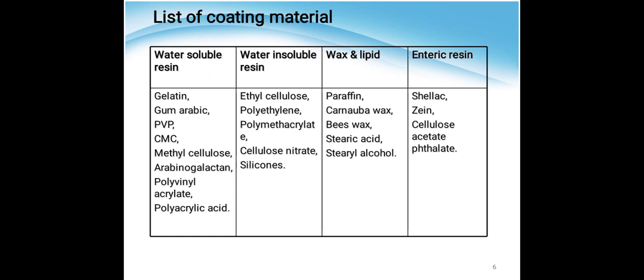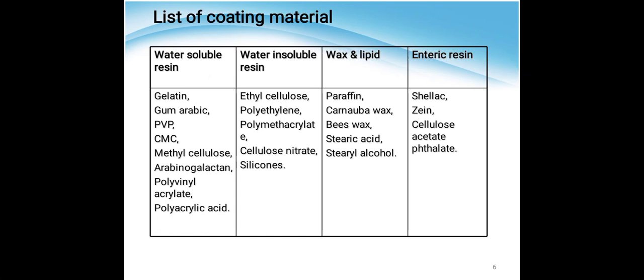Let us see what are the different types of water soluble resins. See, gelatin, gum arabic, polyvinyl pyrrolidone, carboxymethyl cellulose, methyl cellulose, arabinogalactan, polyvinyl acrylate, polyacrylic acids. These are a few examples of water soluble resins that can act as a coating material. Another one, water insoluble resins. In this actually ethyl cellulose, polyethylene, polymethacrylate, cellulose nitrate, and different types of silicones. These are used as water insoluble resins.